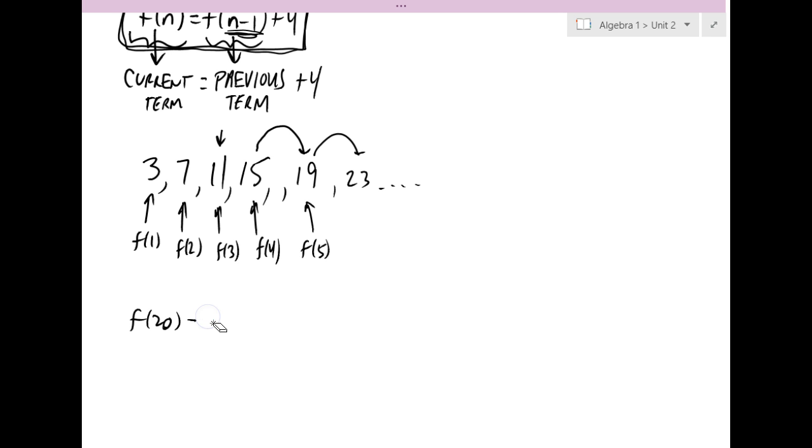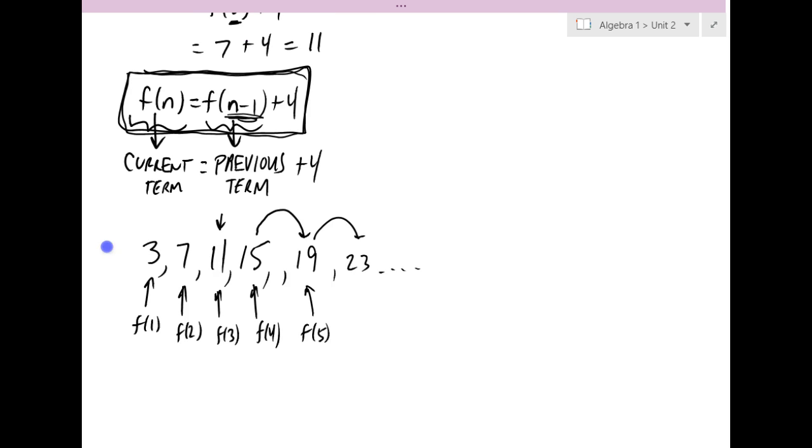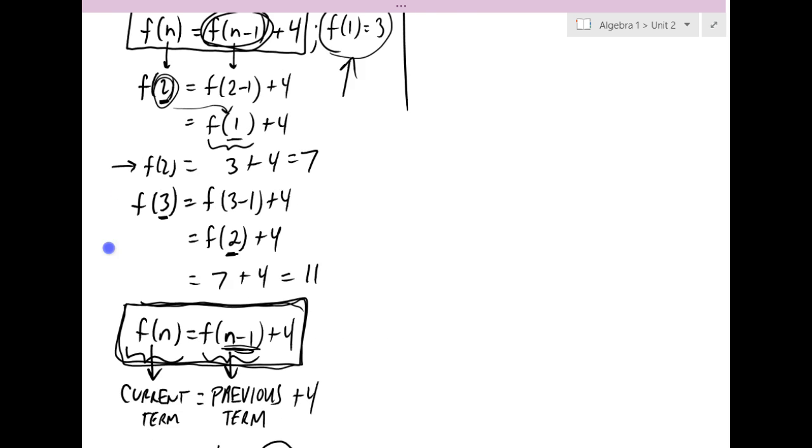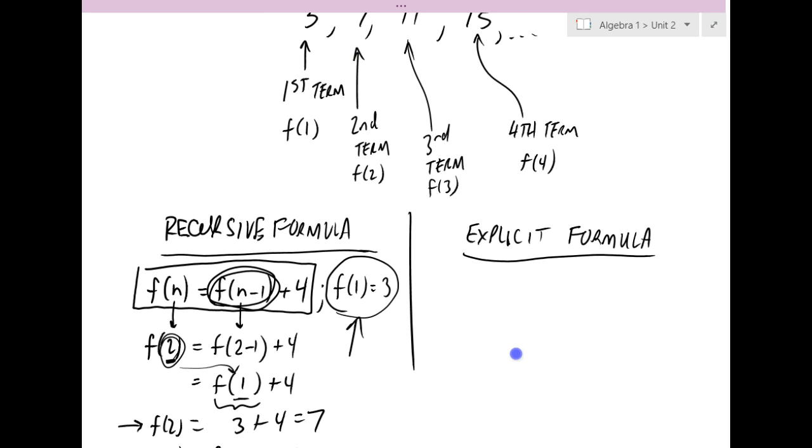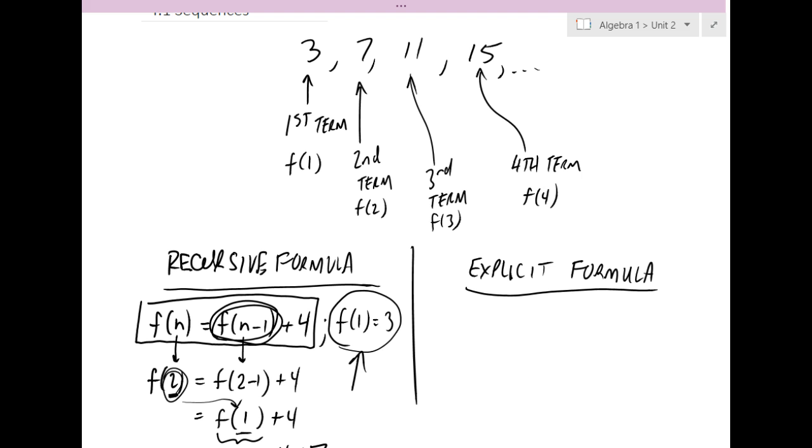So that is one disadvantage of a recursive formula. Even though they're pretty easy to use, just add 4, add 4, add 4, I can't really jump ahead using a recursive formula. Okay? That's where the explicit formula comes in. An explicit formula allows us to generate a sequence explicitly. That means we don't have to build it from the beginning. We can jump to any term.